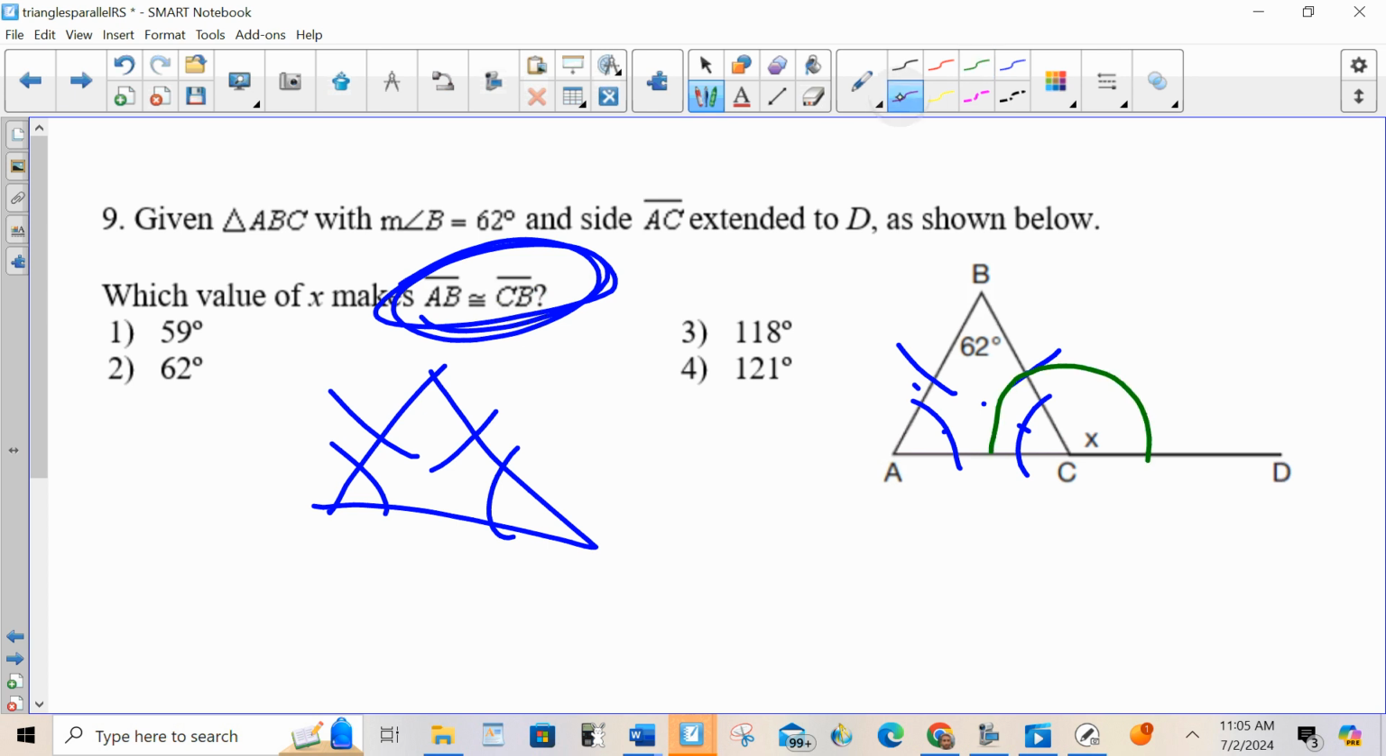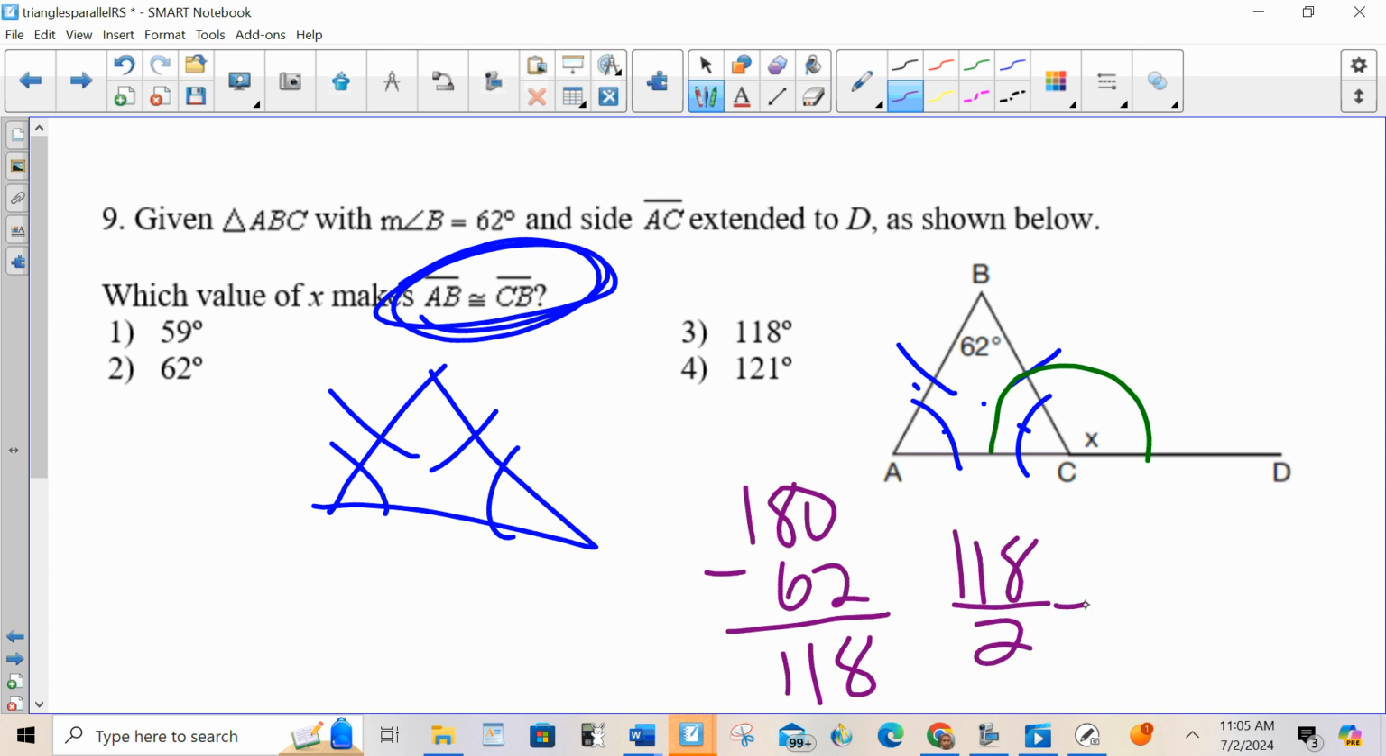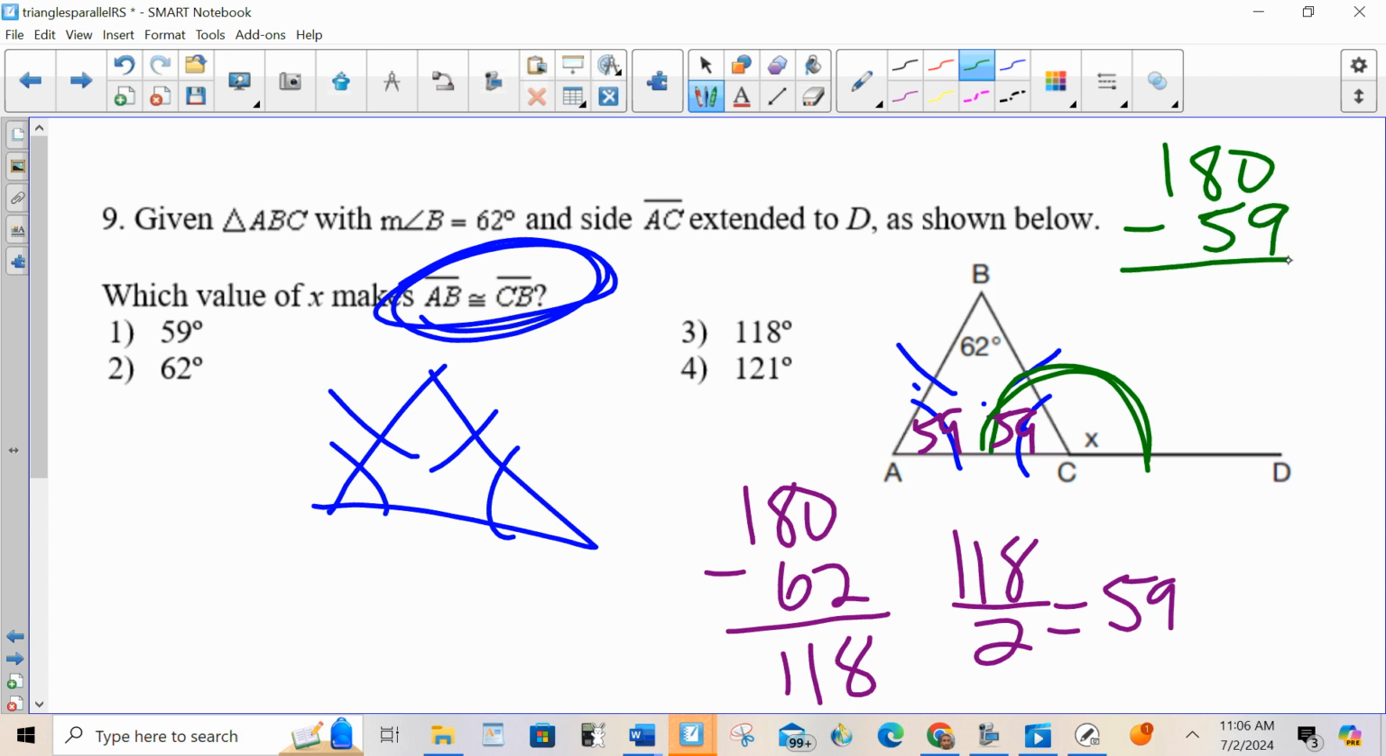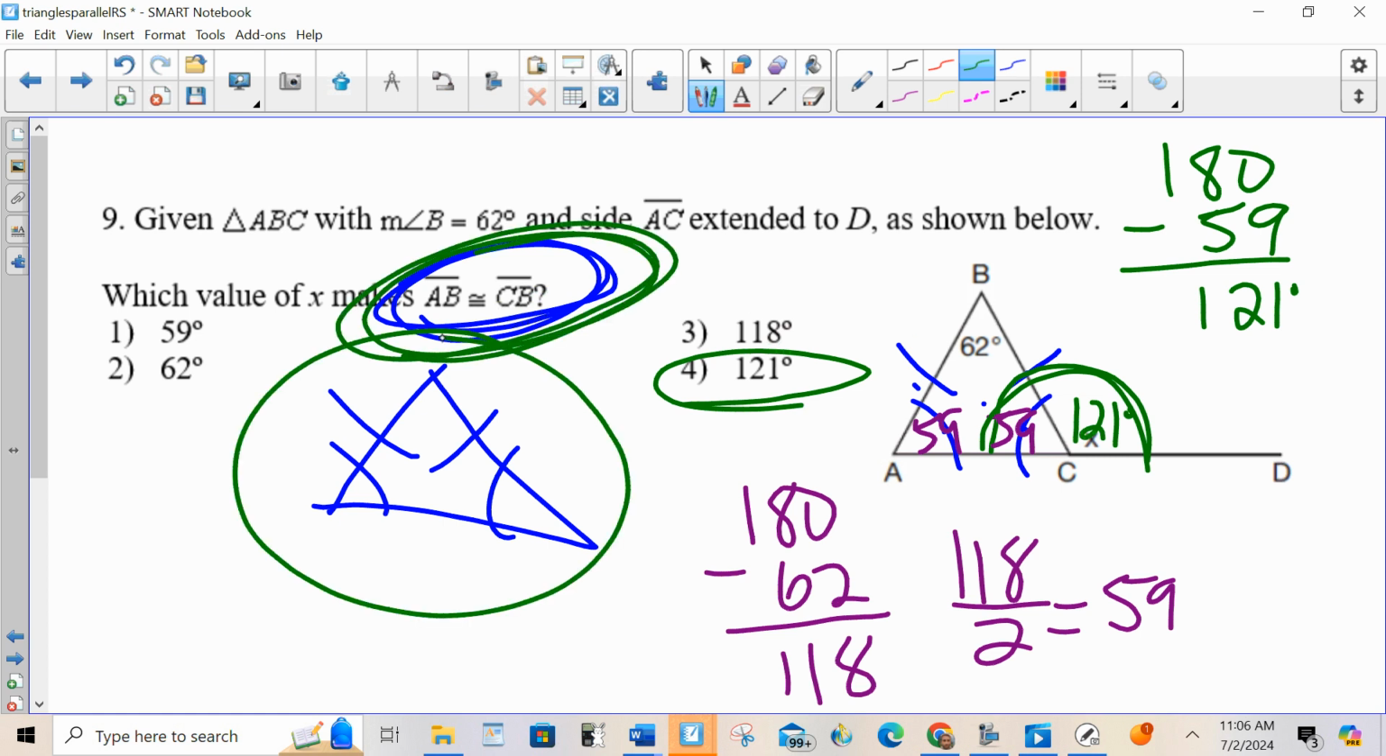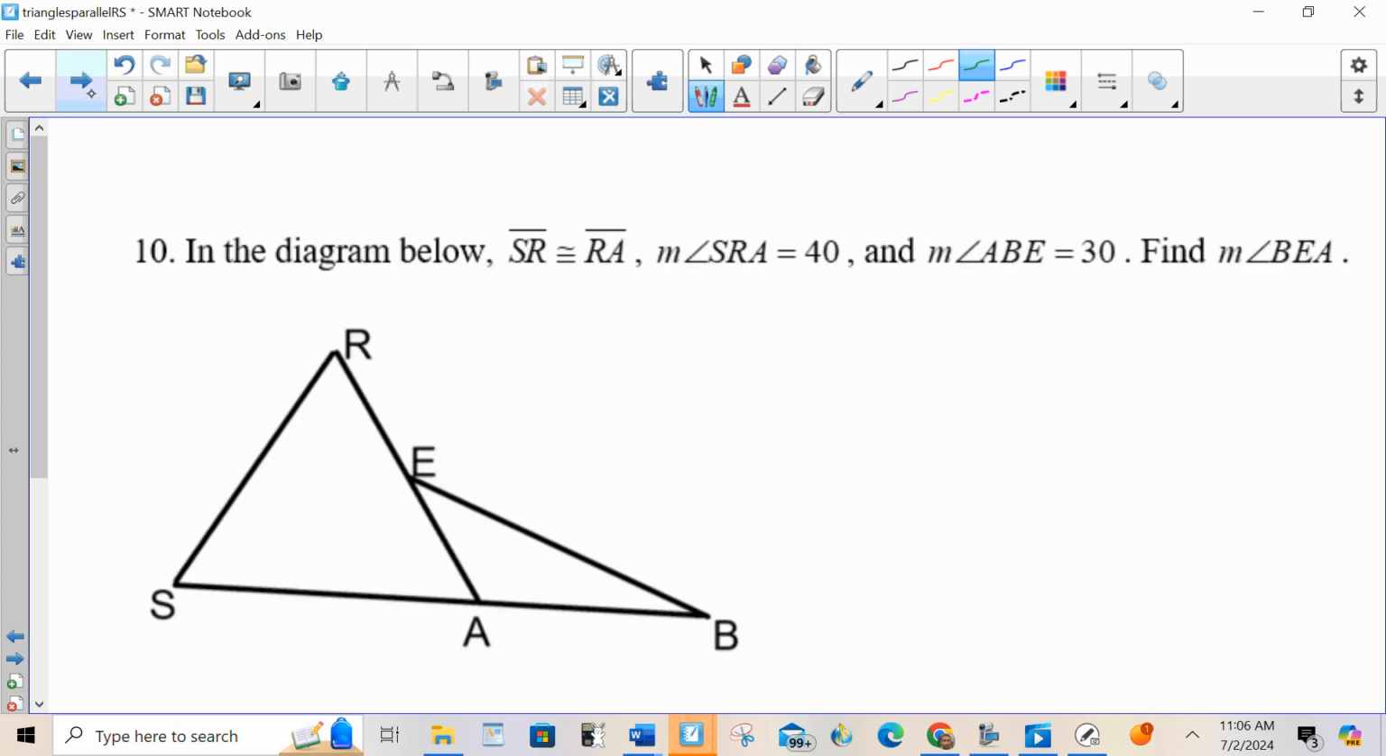I do see a triangle, so I'm going to subtract 62 from 180. And I'm going to divide that by 2 to get 59. So that's 59, and that's 59. And now I go back to that linear pair. 180 minus 59 is 121. And that's it. Look for linear pairs, look for angles of a triangle, and if it tells you that two sides are congruent, mark the sides, mark the angles opposite them.